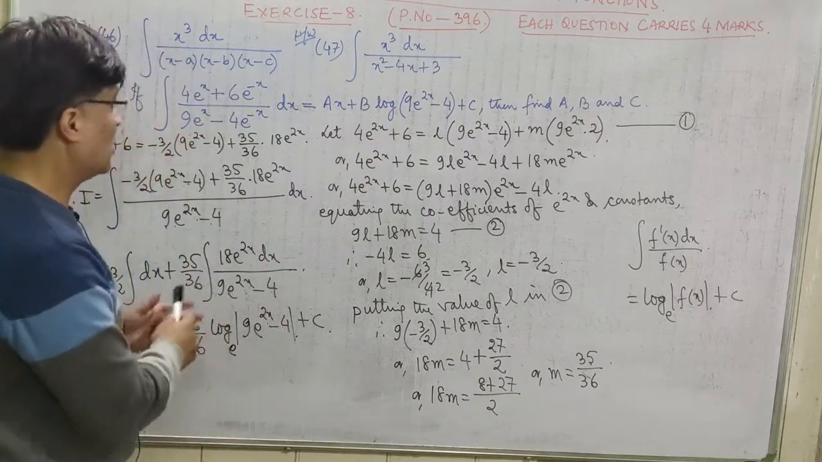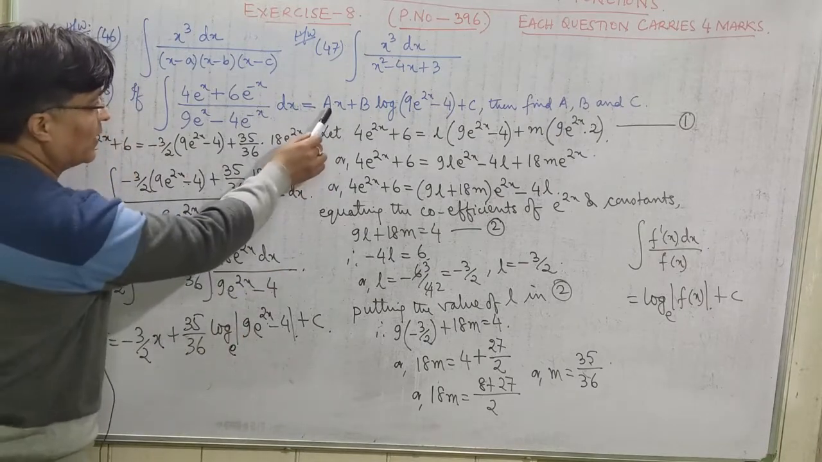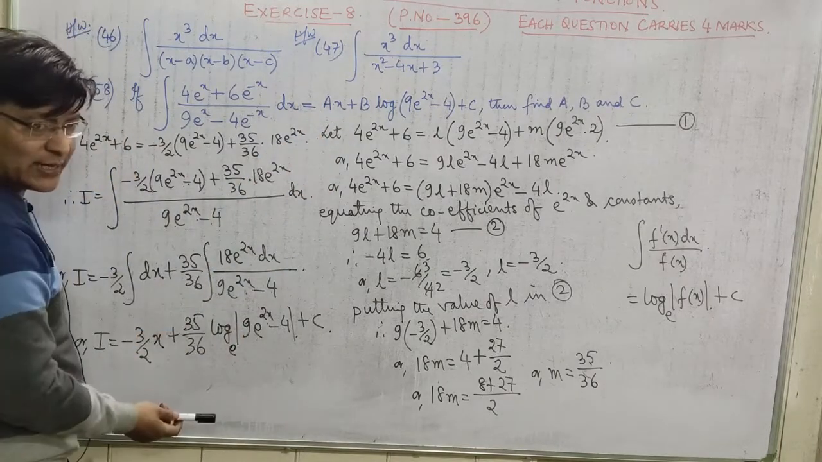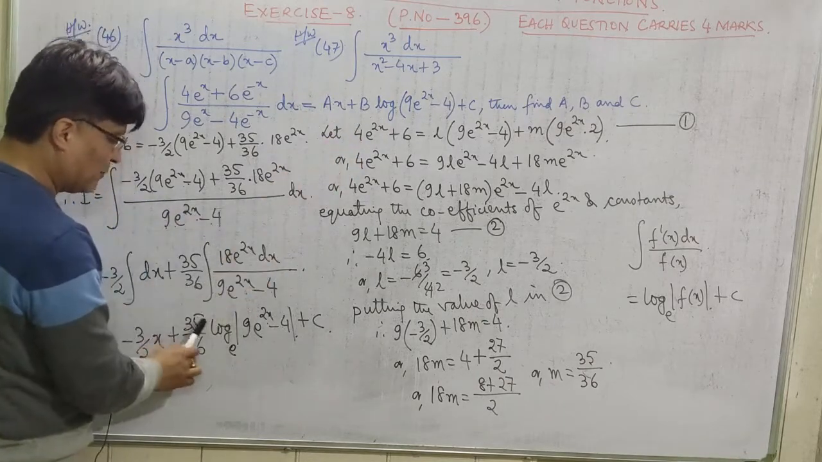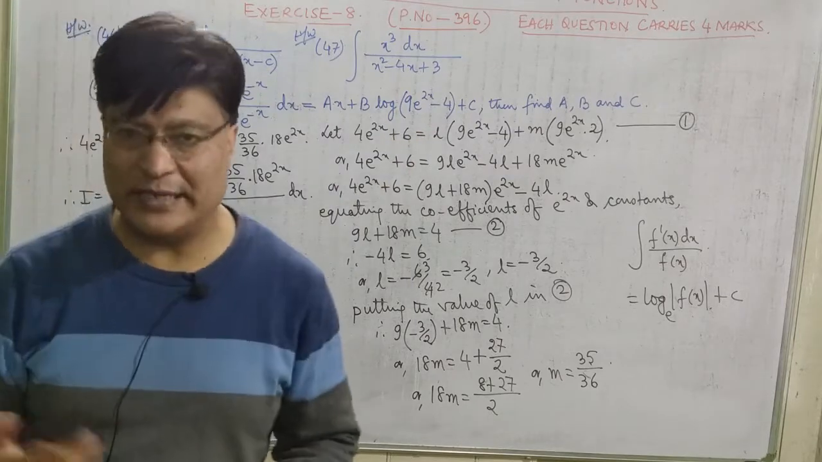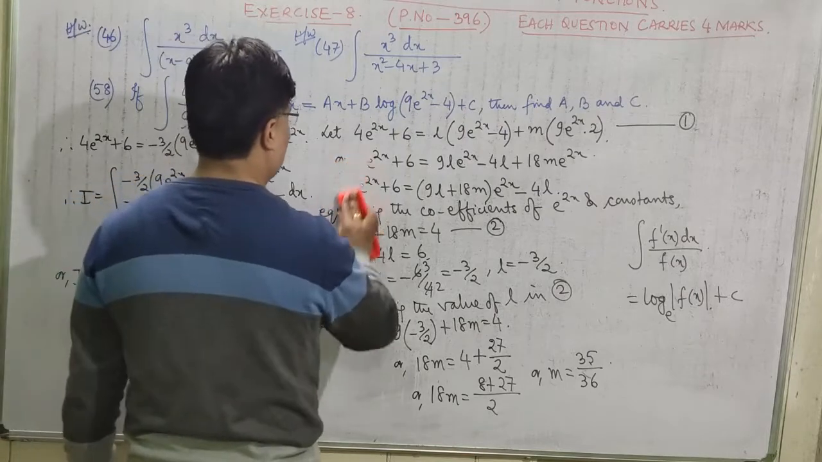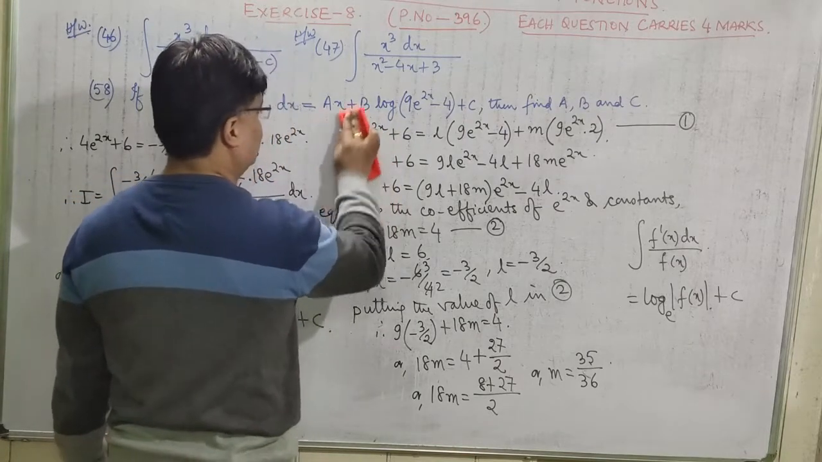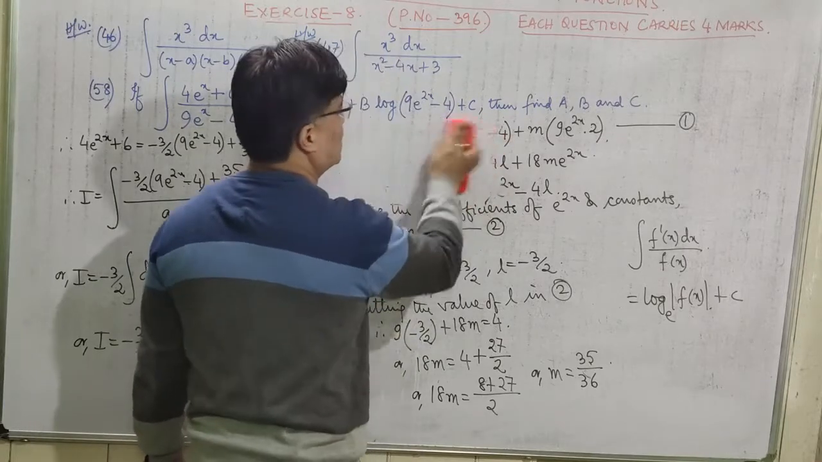So now comparing these two answers, what is the value for a? a is equal to minus 3 by 2. We have got the answer. What is the value for capital B? Comparing these two, b is equal to 35 by 36. And here what is c? c is a constant of integration, right? So let us write down the answers out here.